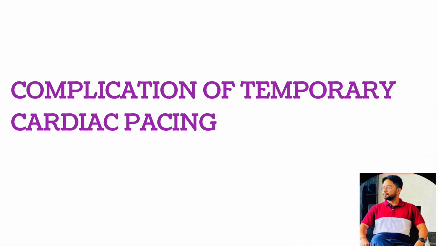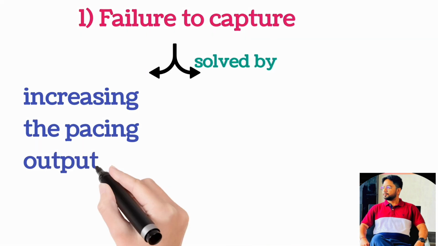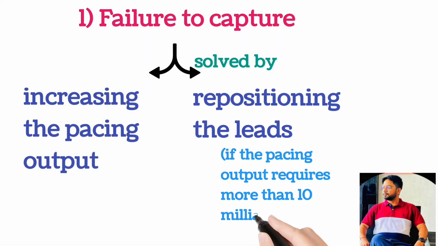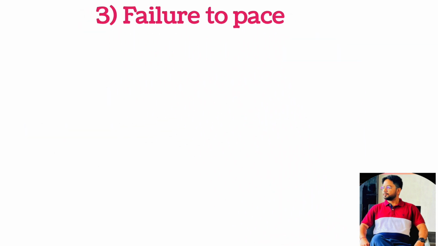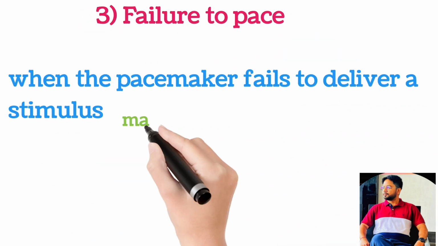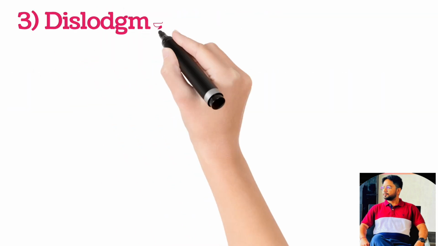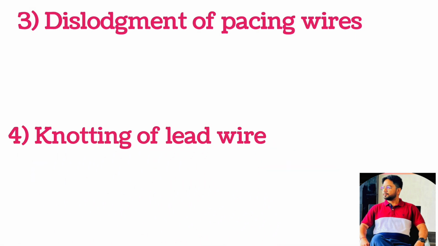Complications of temporary cardiac pacing. Failure to capture is a common problem which can be solved either by increasing the pacing output or by repositioning. Failure to pace happens when the pacemaker fails to deliver a stimulus, which is manifested by absence of pacemaker spike on the ECG. Dislodgement of the pacing wire is another frequently encountered problem. Knotting of the lead wire may also happen.